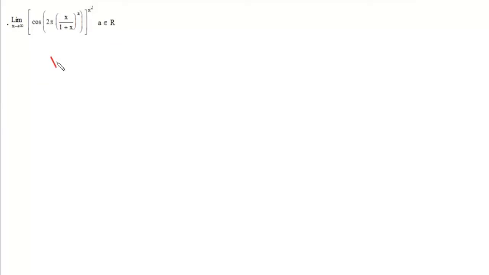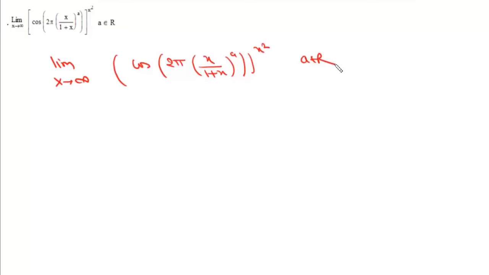Now here the question is, we need to find this limit: x tends to infinity of (cos 2 pi x upon 1 plus x to the power a) whole to the power x square, if a belongs to R. Now first we'll check its form. Now this is x upon 1 plus x. When x tends to infinity, it will be 1. Now cos 2 pi is 1, and 1 to the power x square is 1 to the power infinity. So it is 1 to the power infinity form.